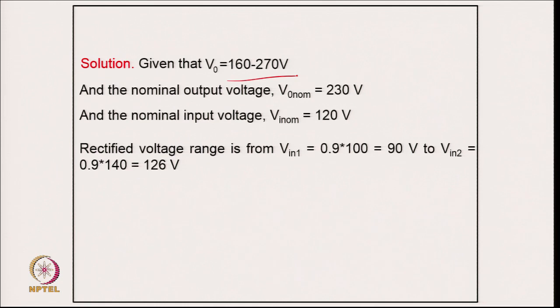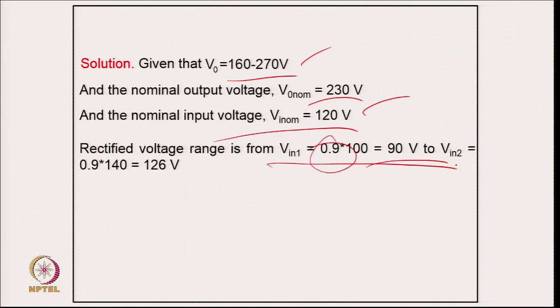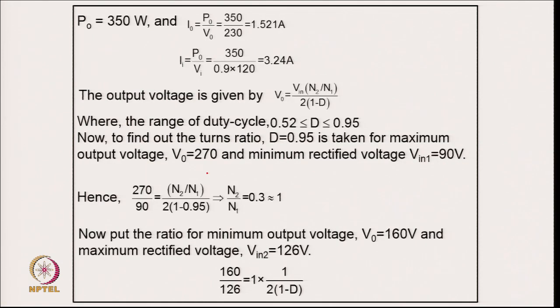Given here the output voltage 160 to 270, output nominal 230, and the nominal input voltage 120, the rectified voltage at the output is typically 90 to 126 volt. For a given power of 350 watt, the output current P upon V0 gives 1.521 ampere, the input average current comes 3.24, and taking the output voltage relation and duty cycle range typically 0.5 to 0.95.